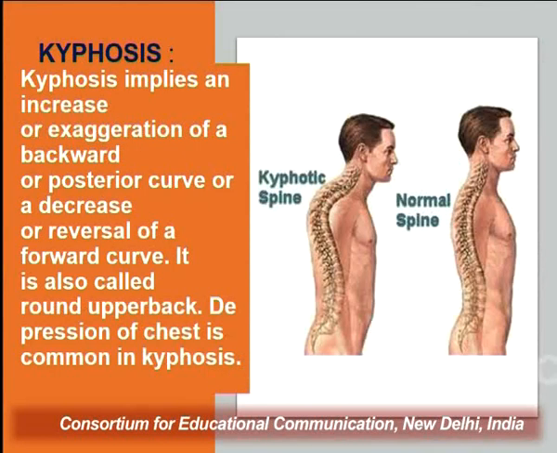So, let's start with kyphosis. In the picture you can see the unaligned curvature of the spine, the kyphosis spine and the normal spine also, where you can easily differentiate between this deformity. Kyphosis implies an increase or exaggeration of a backward or posterior curve, or a decrease or reversal of a forward curve. A rounded upper back and a depressed chest are common in kyphosis.